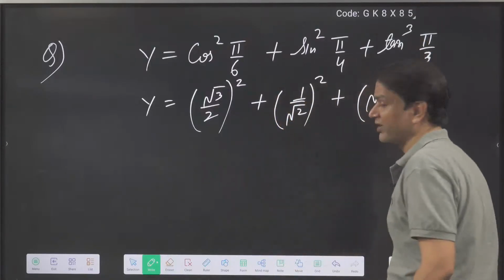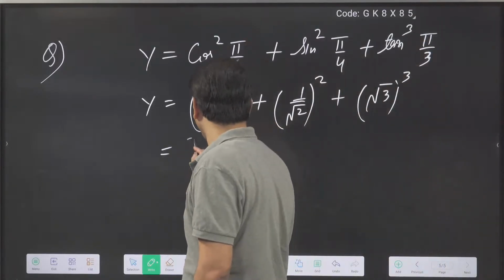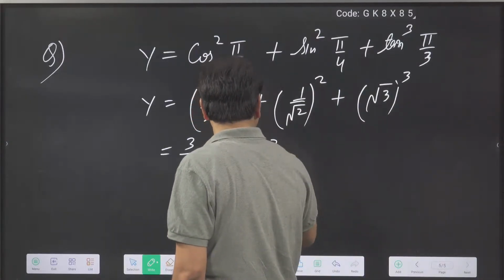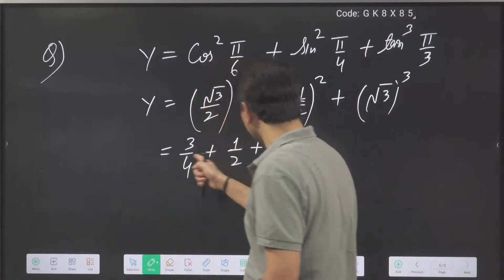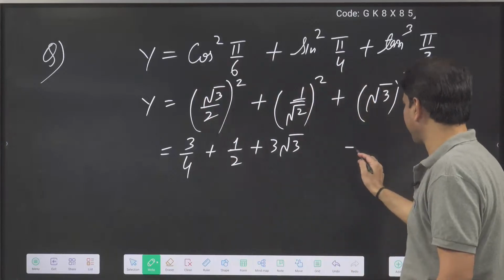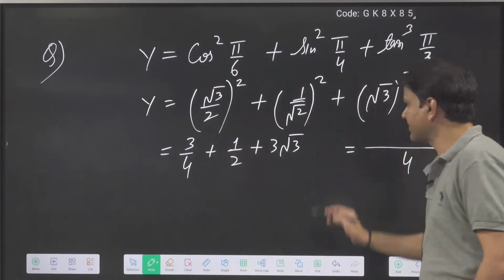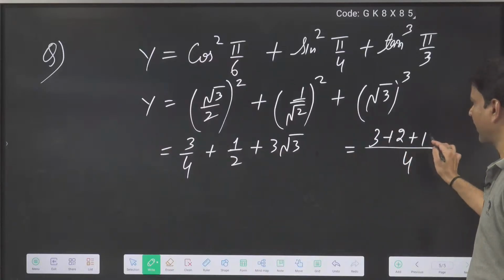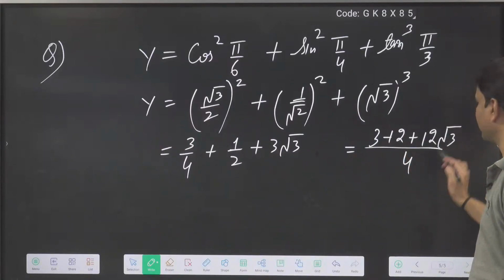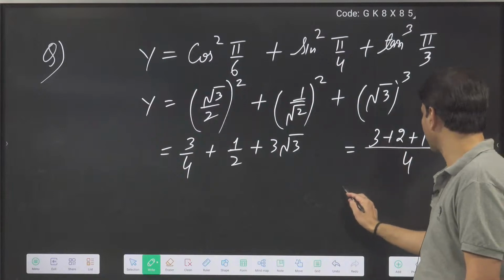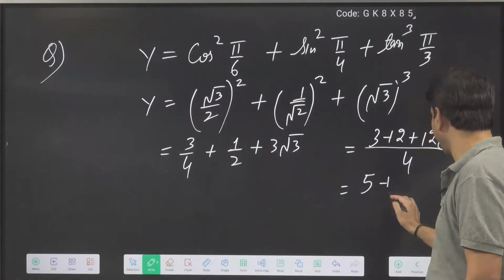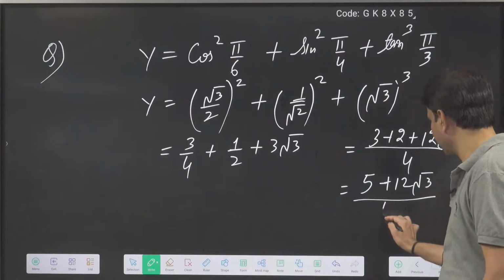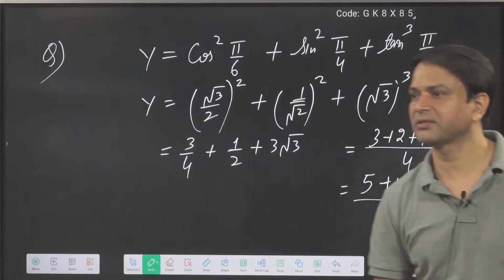Okay, so then here what will I get? 3 by 4 plus 1 by 2 plus 3 root 3. Okay. So first solve this. Otherwise directly I am taking the LCM 4. Now with LCM 4, it is a 3, it is a 2, and then here you will get 12 root 3. Okay, 12 root 3. Then now what did you get? 3 plus 2 is 5. 5 plus 12 root 3 by 4. That is the answer.